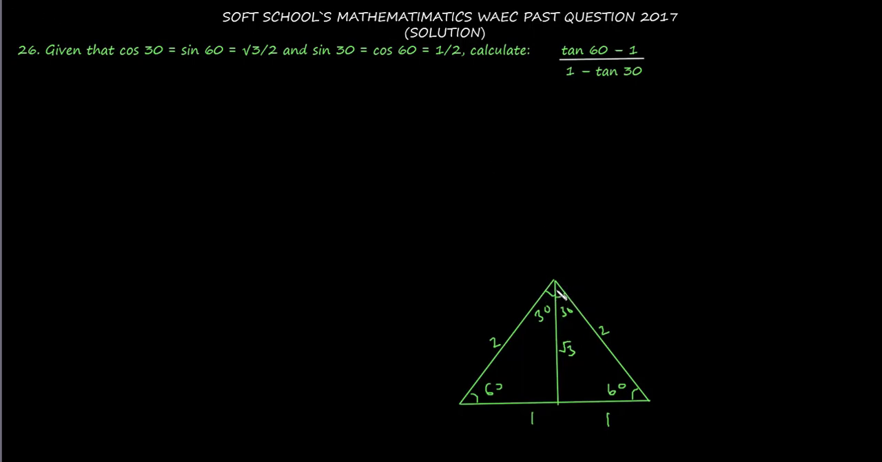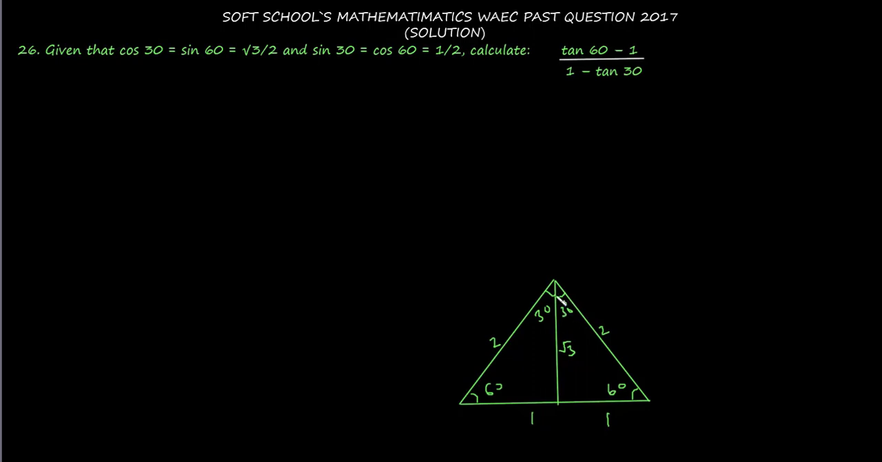Sin 30 is opposite over what? Hypotenuse, which is 1 over 2. Cos 30 is adjacent over hypotenuse, which is root 3 over 2. So this is what we are going to use. So this is how to get cos, sine, and tan of 30 and 60.